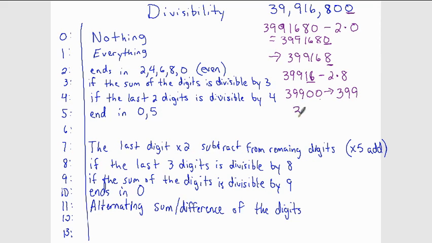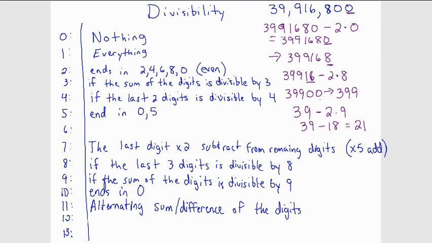Now let's do this. Now we're really getting into small number territory. 39 minus 2 times 9. This is 18. So 39 minus 18, and now we get an answer 21. And 21 is divisible by 7, so that means this number is divisible by 7.